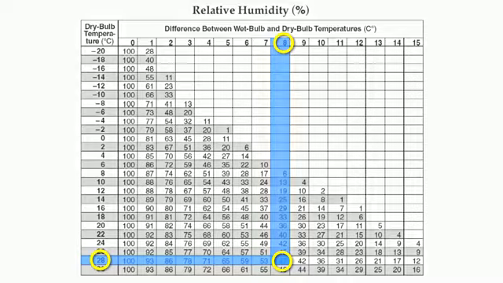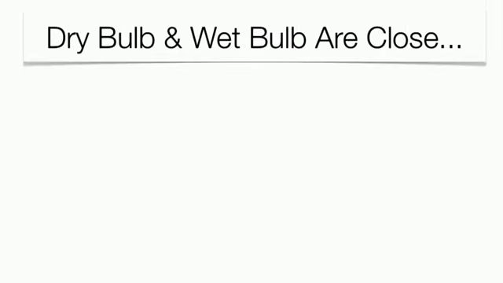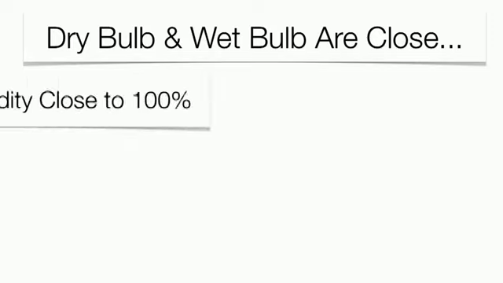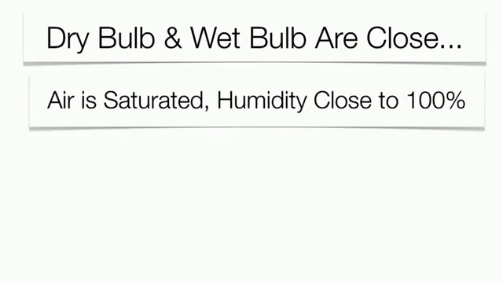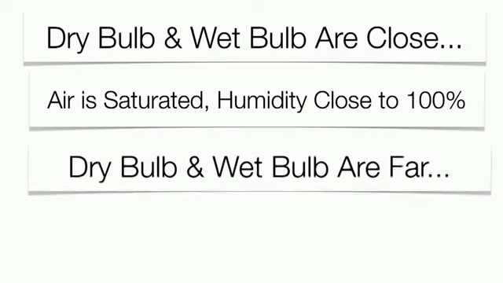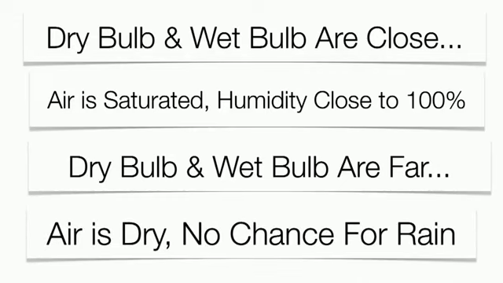But there's a couple of things that you really need to remember. When the dry bulb and wet bulb are really close together and you have a very, very small difference, you're going to say that the air is saturated, which means it's filled up with moisture. Humidity is going to be close to 100%. If the dry bulb and wet bulb are really far apart, you know that the air is very dry. You have a very, very little chance for precipitation here. So the numbers are going to give you a clue about what type of moisture you're going to have in the atmosphere. So that's it for these two charts.